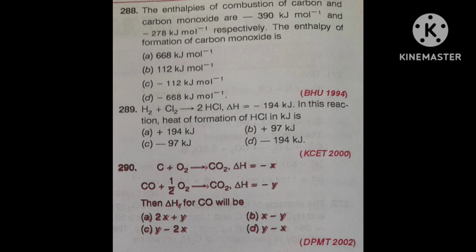Equation 1 minus equation 2 means minus 390 minus, in bracket, the second equation's value, that is minus 278. Then minus 390 minus minus 278, hence the remaining value will be minus 112 kilojoule. This is the correct answer. Option C is correct. Minus 112 means minus 112 kilojoule per mole.